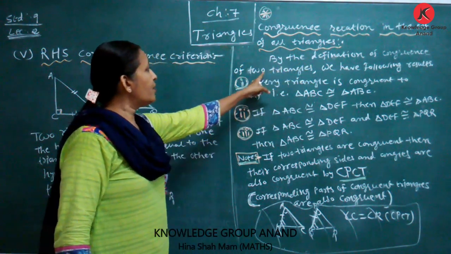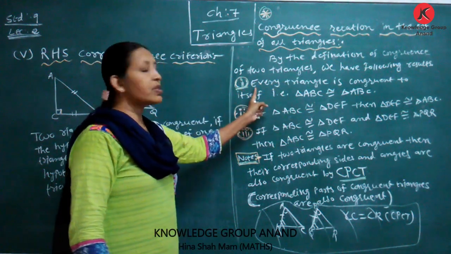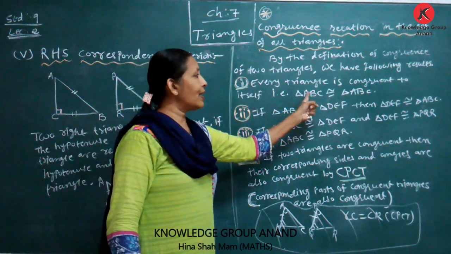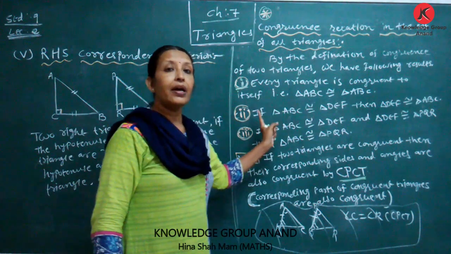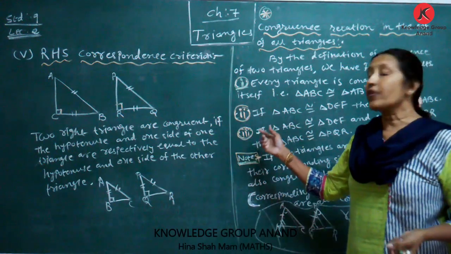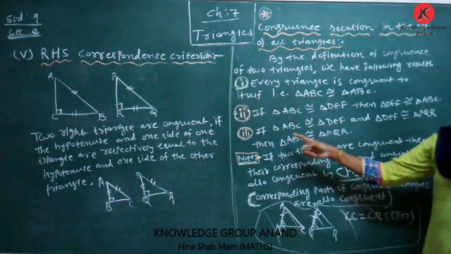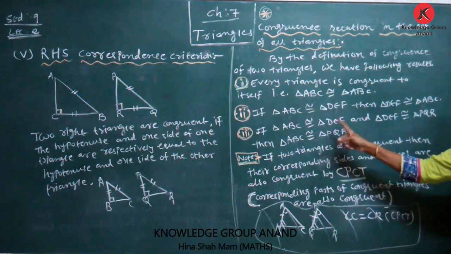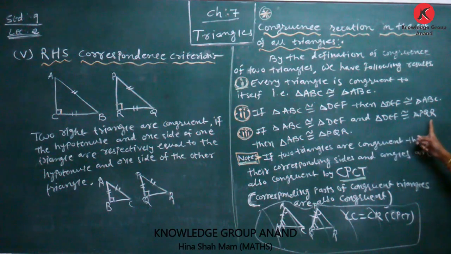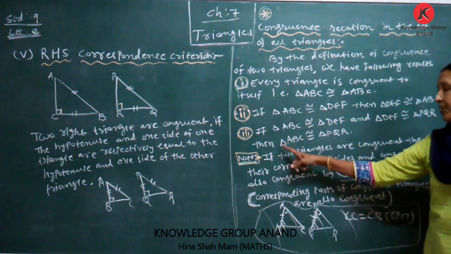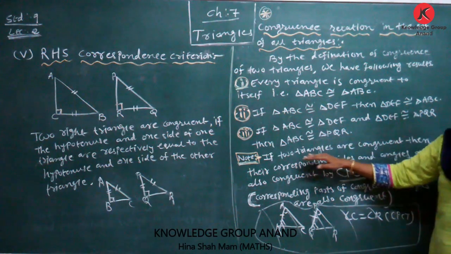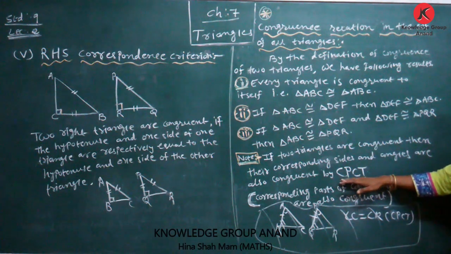By the definition of congruence of two triangles, we have the following rules. Every triangle is congruent to itself, that is, triangle ABC is congruent to triangle ABC. If triangle ABC is congruent to triangle DEF, then triangle DEF is congruent to triangle ABC. If triangle ABC is congruent to triangle DEF and triangle DEF is congruent to triangle PQR, then triangle ABC is congruent to triangle PQR. And these notes are for understanding what CPCT is.